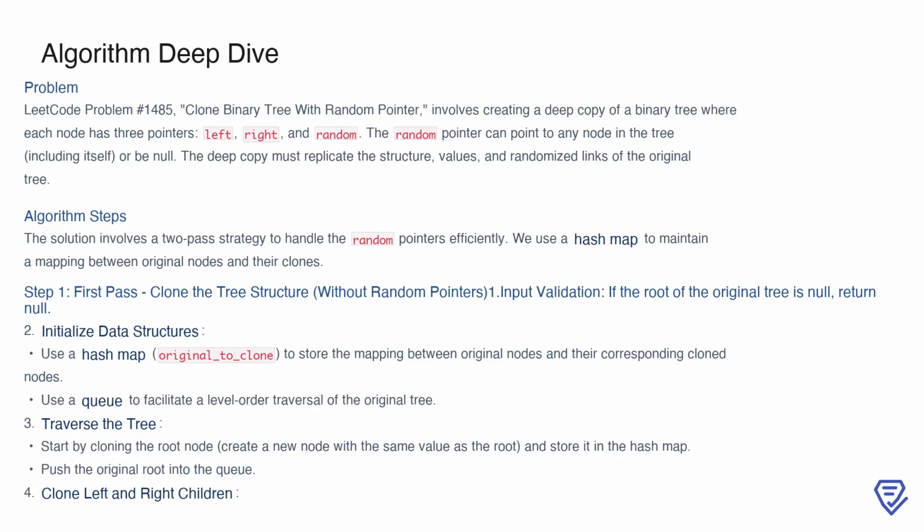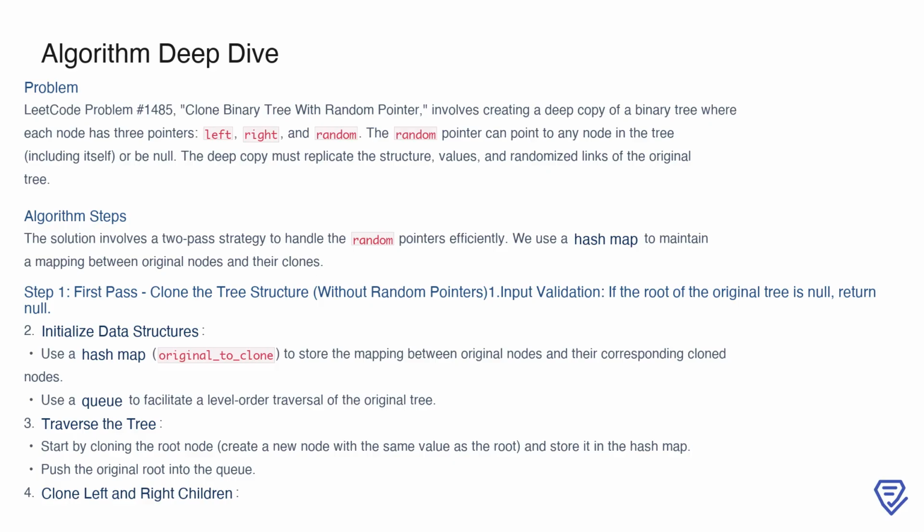The first pass focuses on cloning the tree structure without worrying about the random pointers, while the second pass handles the random pointers using a hash map. The hash map, which maps original nodes to their corresponding clones, plays a pivotal role in ensuring that we can efficiently resolve these connections. We begin by validating the input. If the original tree is null, we simply return null.